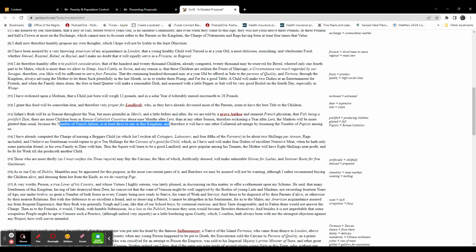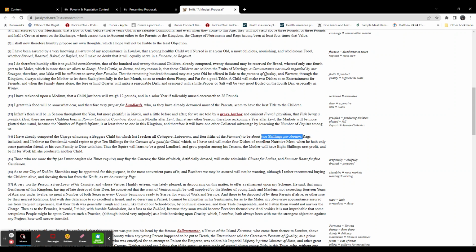So if we push our Irish children to the market and sell them, then we can basically wipe out the competition, or potential competition, and those are your papist children, right? Because we don't want the popish here. And then I have already computed the charge of nursing a beggar's child, in which list I reckon all cottagers, laborers, and four fifths of the farmers, to be about two shillings per annum.